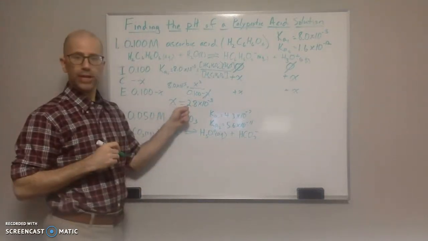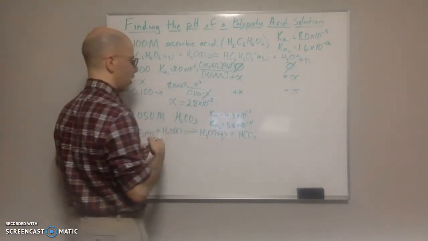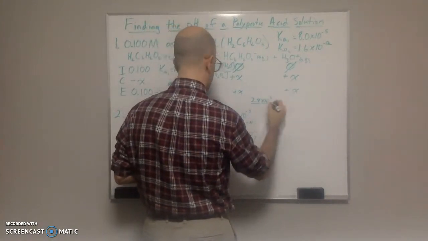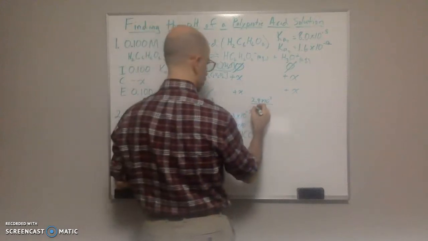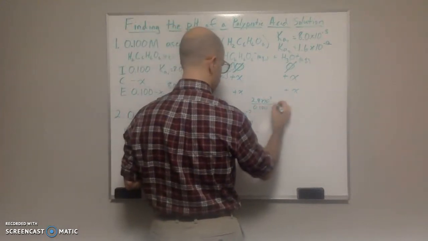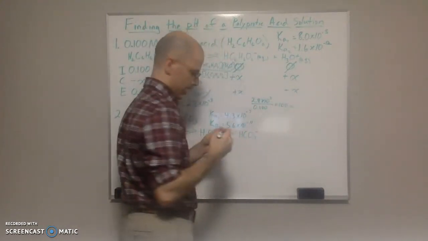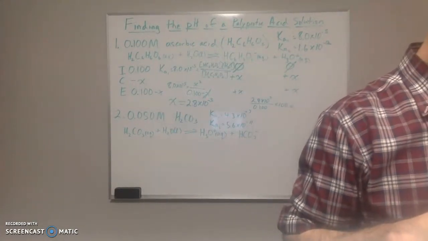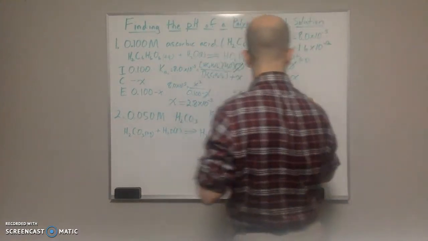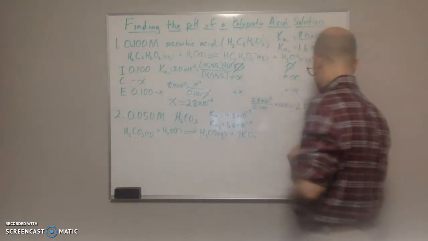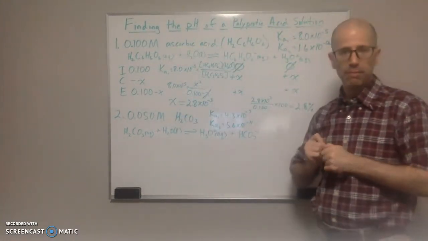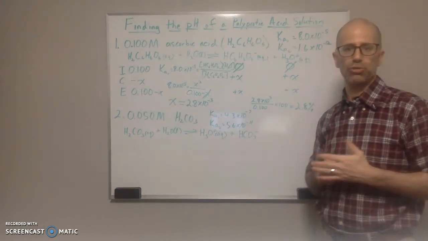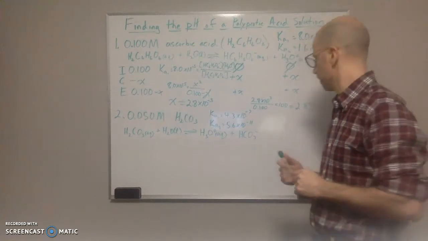And now I should double check this to make sure. So I'm going to do the 5% rule. I take the 2.8 times 10 to the negative 3, divide it by the original concentration of the acid, 0.100, multiply that by 100, and I'll get the percent dissociation, or ionization, I should say, and that comes out to 2.8%. So 2.8%, that's less than 5%, so that means that this is a valid assumption. So the X is too small is a valid assumption.